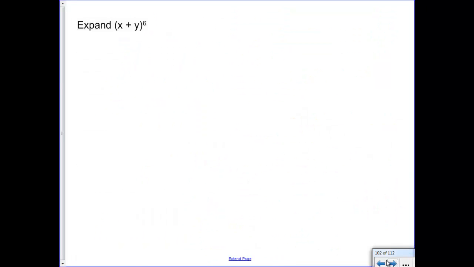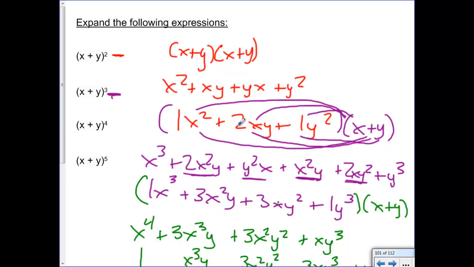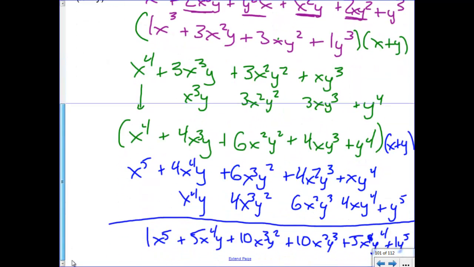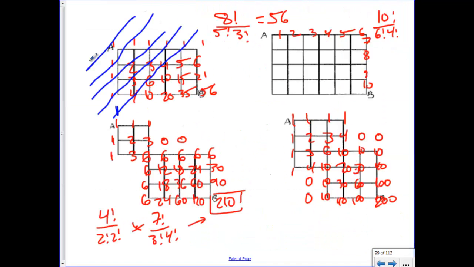Now go back to where I just finished off there. 1, 2, 1. 1, 3, 3, 1. 1, 4, 6, 4, 1. 1, 5, 10, 10, 5, 1. Oh, so it's like 1, 5.